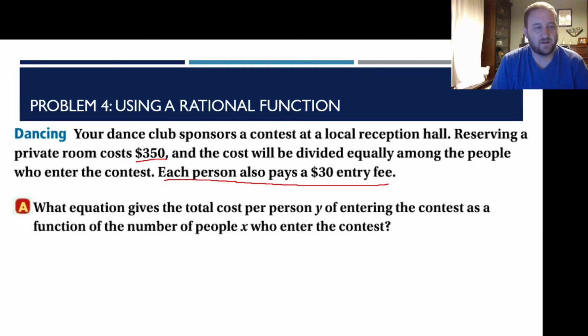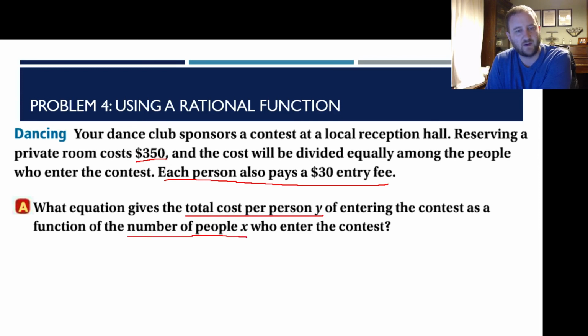So part A here says, what equation gives the total cost per person, y? So y is the total cost per person of entering the contest as a function of the number of people, x, so x is the number of people who enter the contest.